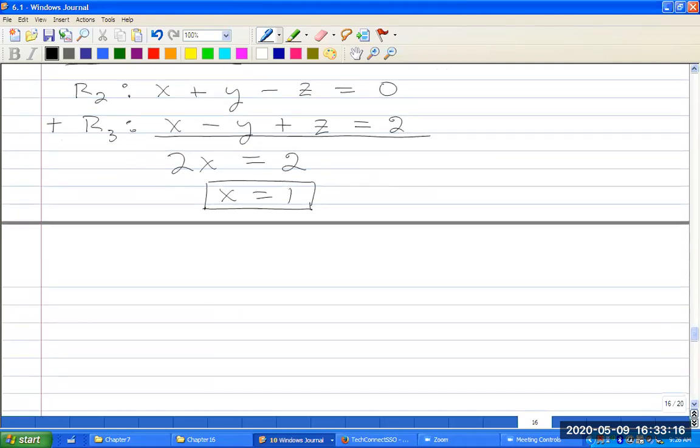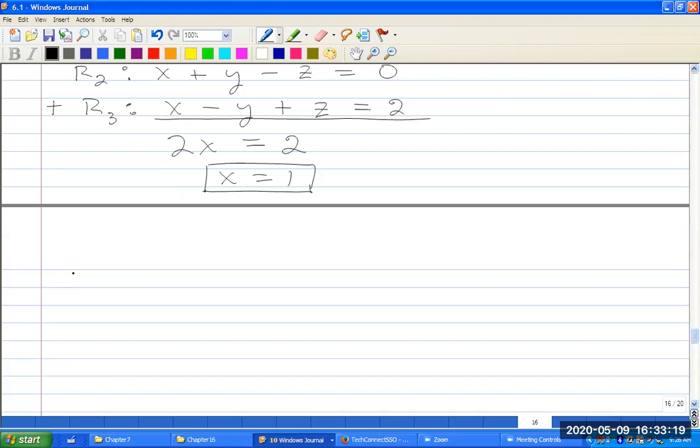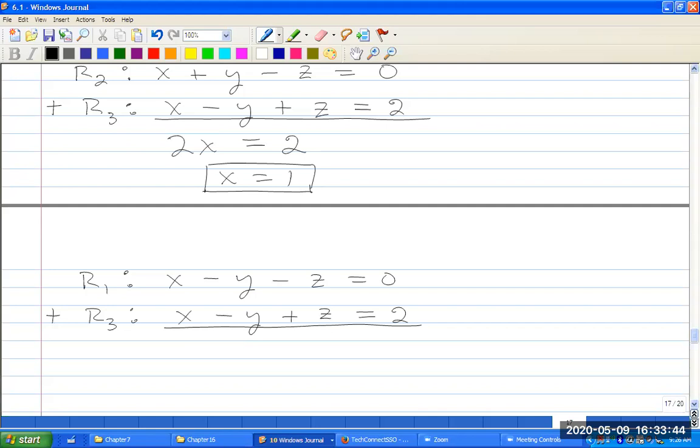So I have R1, x minus y minus z equals 0. And let's add that to R3, x minus y plus z equals 2. So let's add these together. And so I get 2x minus 2y is equal to 2.